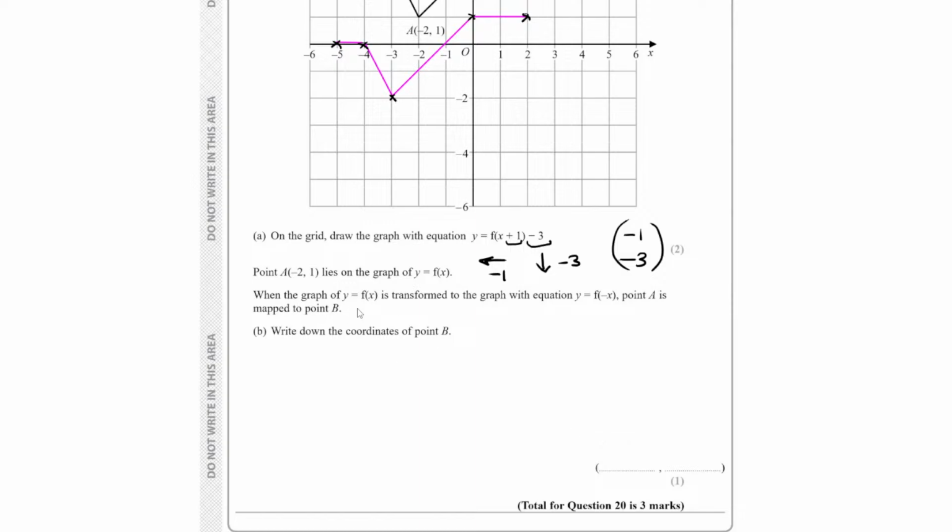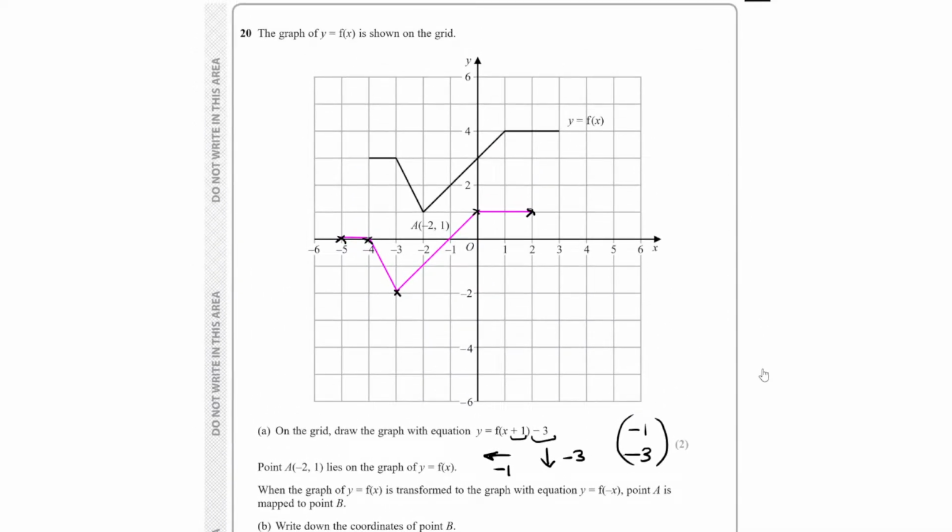So when the graph of y equals f of x is transformed to the graph with equation y equals f of minus x, point A is obviously mapped onto point B. Write down the coordinates of point B. So again, you just have to memorize what that transformation means. There's no numbers, so it's obviously a reflection, but where is it reflecting? It's next to the x, so it's actually a reflection in the y-axis because all the x coordinates are changing, basically. However you want to memorize that.